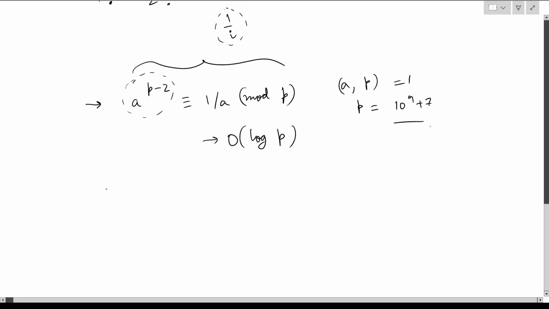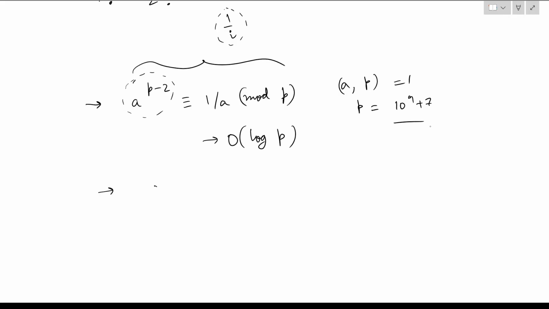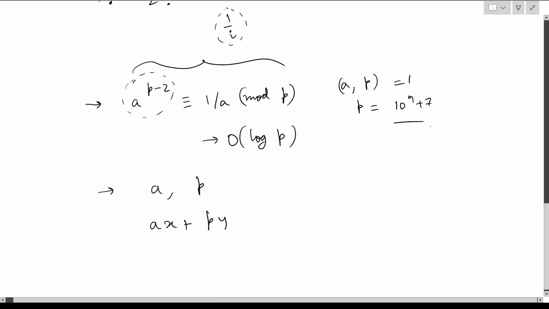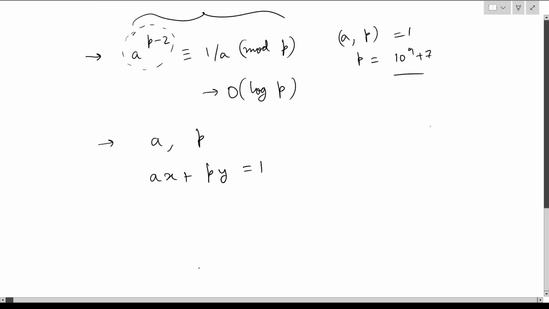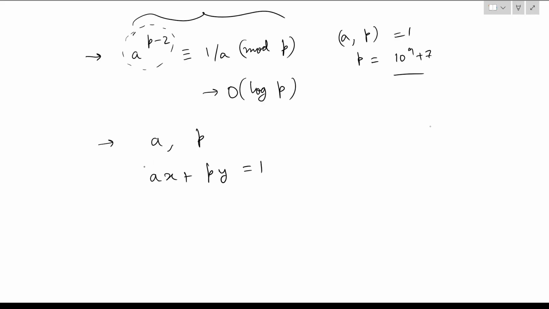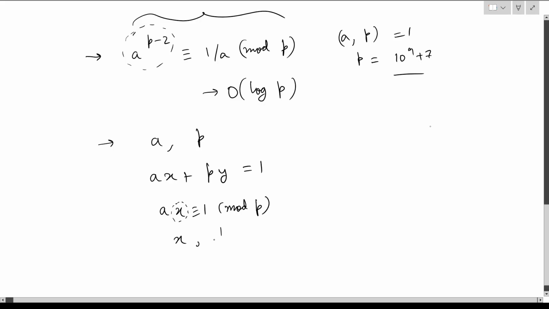Then the other way to do it is by using the extended Euclidean algorithm, wherein we have a and p, and so we find numbers x, y such that ax plus py is equal to 1. This is simply the extended Euclidean algorithm. You can look this up on Codeforces blogs, etc. It's there everywhere. And reading this mod p tells us ax is congruent to 1 mod p. And so, in fact, this number x that we obtain is actually already an inverse for a modulo p. So x is just 1 over a modulo p.